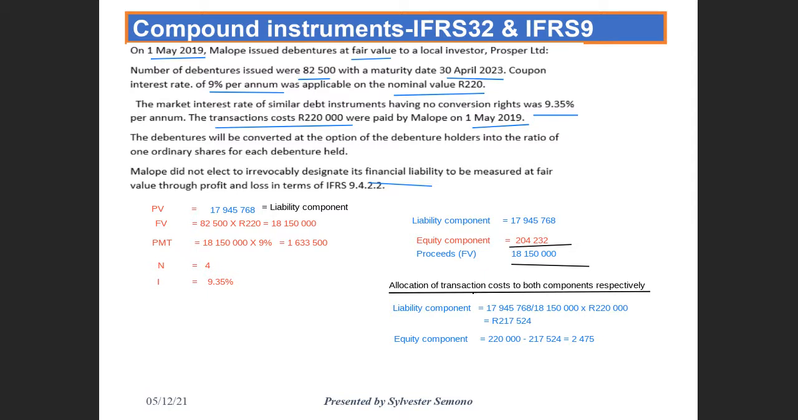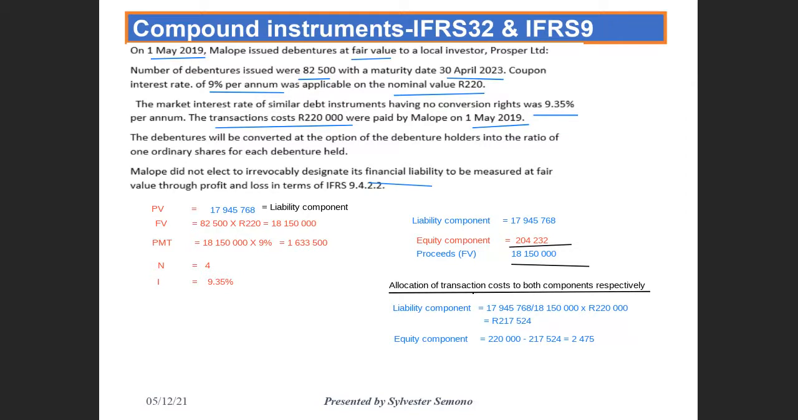Make sure that you familiarize yourself with IAS 32 and then IFRS 9. So at the end of the day, please make sure that you go through this. So immediately after doing that, remember, these transaction costs at the end of the day need to go and affect a liability component. Remember, these transaction costs were paid by Malope when we were issuing these debentures. So in other words, this must reduce our liability.